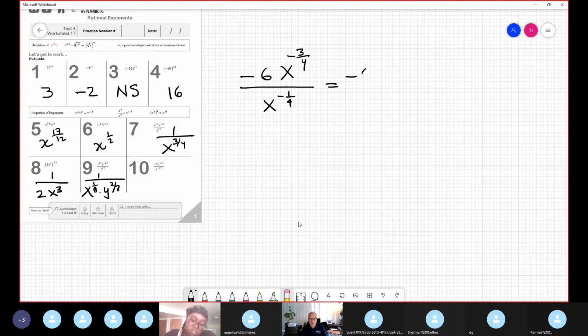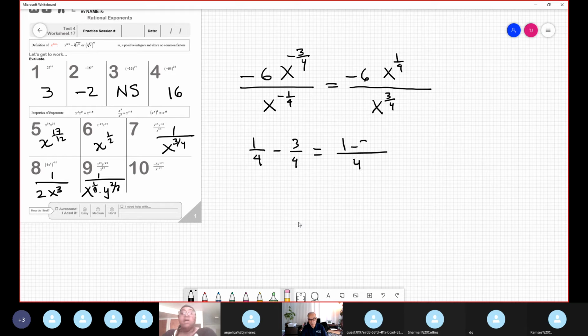The coefficient stays the same. But the exponent, no. This negative, I put in the top like a positive. And this negative, I put in the bottom like a positive. I feel much better. Ready to start. Division and subtraction: 1/4 minus 3/4. The denominator is 4. 1 minus 3 is -2, over 4, reducing to lowest terms, -1/2. And so far, we have -6 x to the -1/2.